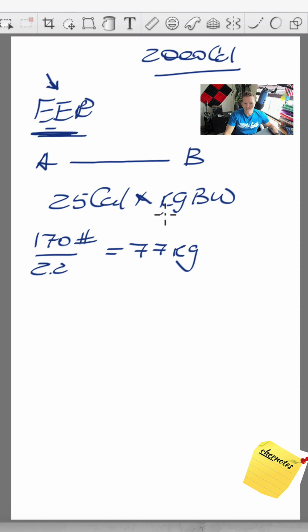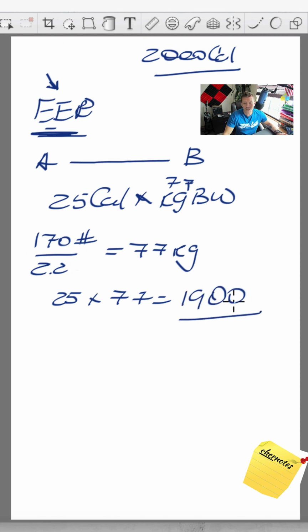So now I will apply this. So instead of this kilograms, right, I will put the 77. So it's basically 25 multiplied by 77. That will give me 1925. So I'm going to round this. So that's your estimated caloric need to sustain your body weight.